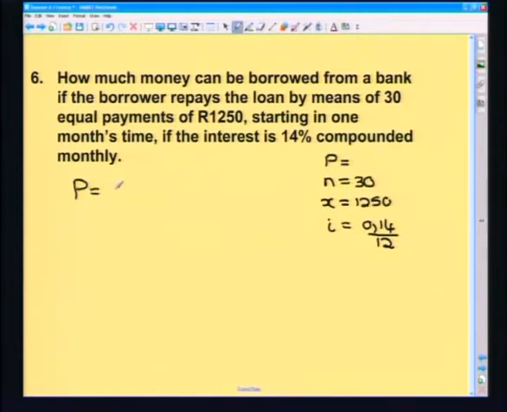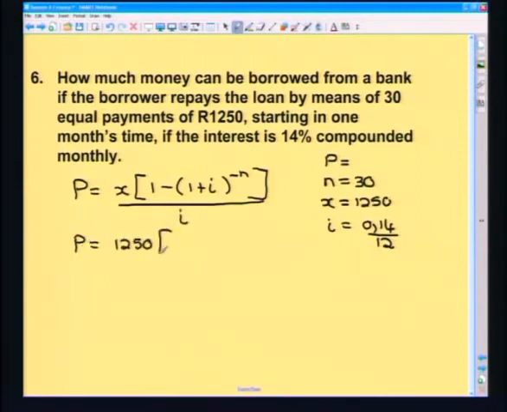So P is equal to x, open my brackets, 1 minus 1 plus i to the minus n, all over i. Right, P is what we're looking for, so we leave it alone. Our x is 1,250, and we have 1 minus, and what we're going to do here is we're going to go 1 plus 0.14 over 12, to the negative 30, because they've told me how many installments I'm going to make. So I don't even have to think in this one. It's not like I'm saying so many years and 12 times a year. They've already decided for me exactly how it's going to work. And that's over 0.14 over 12.